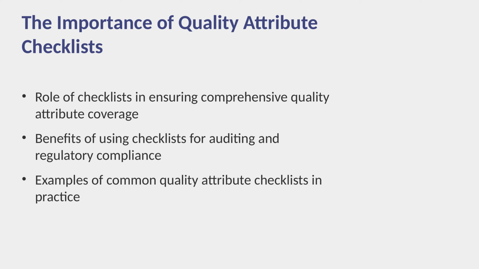Quality attribute checklists serve as vital tools in ensuring that all necessary attributes are addressed during the design and development phases. They allow architects and auditors to verify that requirements capture the nuances of specific quality attributes. For example, compliance with the PCI standard for financial systems ensures that sensitive data is handled securely. These checklists not only facilitate regulatory compliance, but also assist in uncovering potential gaps in design.